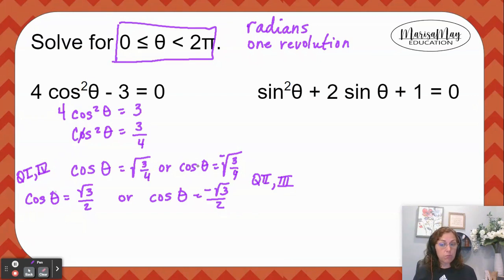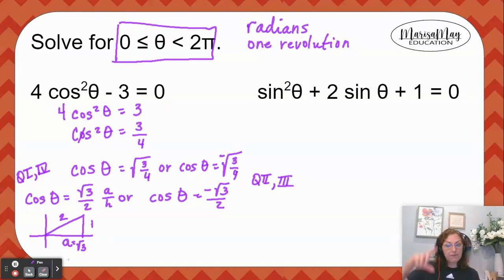So I'm going to do the 1 first because it's super easy, because everything is positive in quadrant 1. So here's my triangle in quadrant 1. I know cosine is adjacent over hypotenuse. So I'm going to label the adjacent side square root of 3. And the hypotenuse is 2, which means the other side is 1. So if my vertical side is 1, that means my reference angle is 30 degrees.